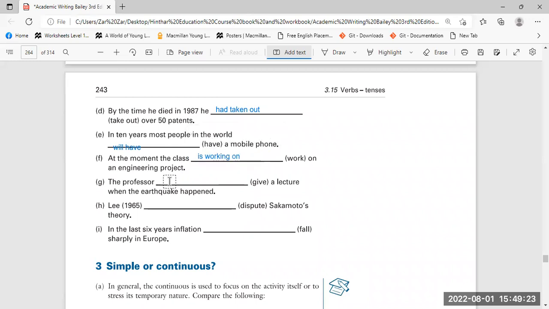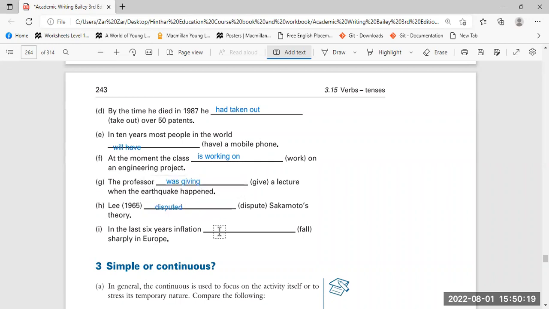The professor blank lecture when the outburst happened. Was given. Happened. Huh? When the outburst happened, the time is expressed exactly, so it should be past tense. Oh no, was given, yeah. The professor was giving a lecture when the outburst happened, yes. And H. The 1965 dispute Sakamoto's theory. Disputed. Yes, simple past tense.